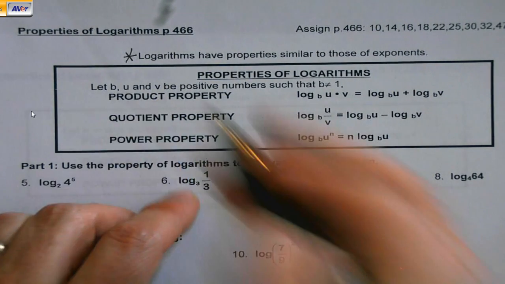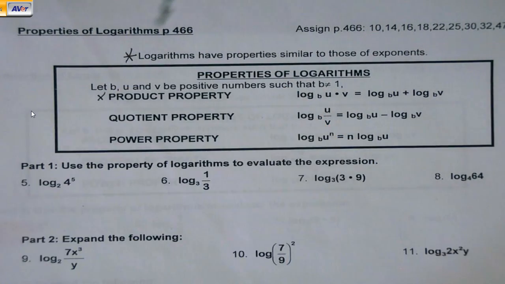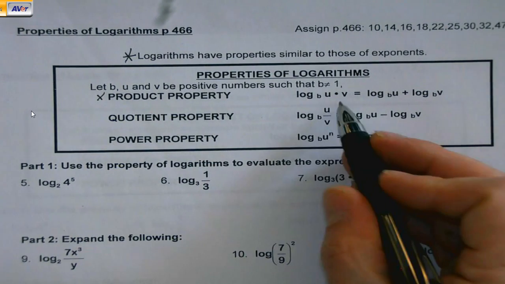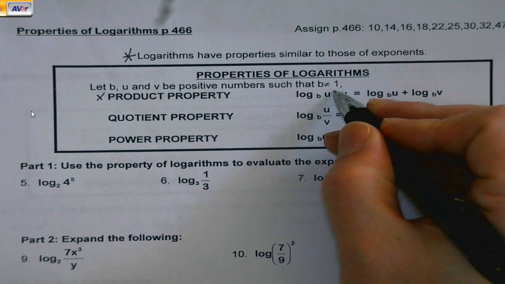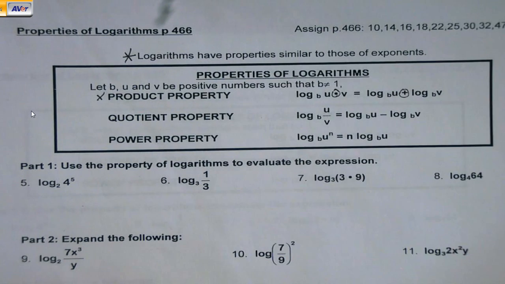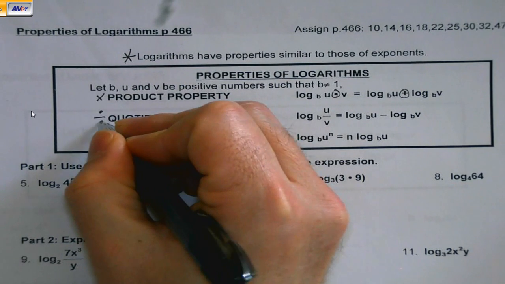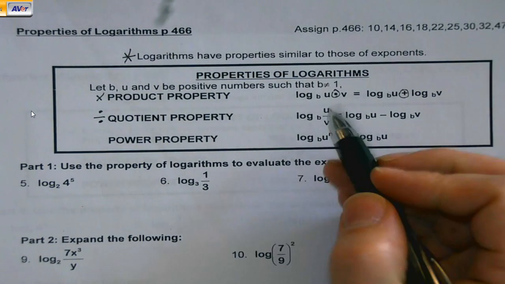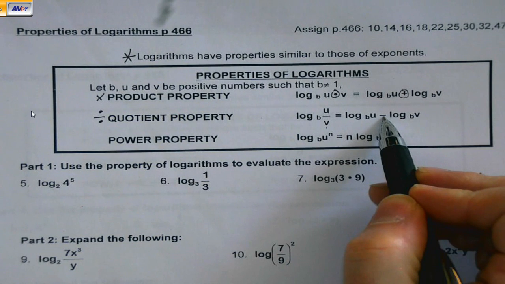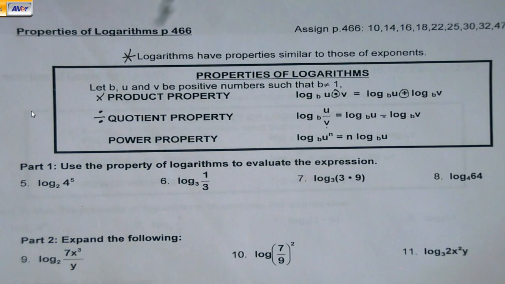Product property. Again, product is when we multiply. Multiplication becomes addition, just like it does with exponents. Okay, the quotient property: when we divide, division becomes subtraction, just like exponents.